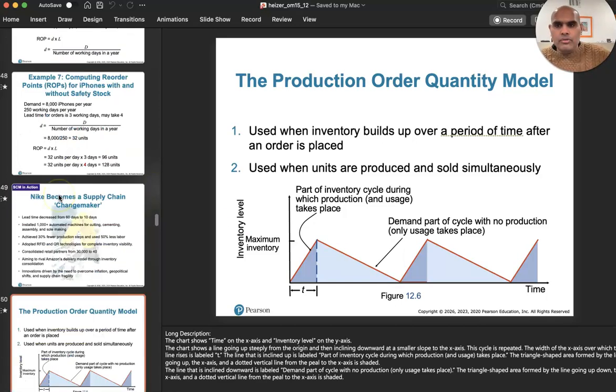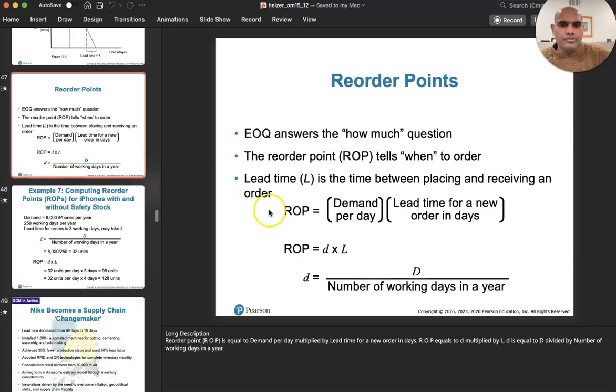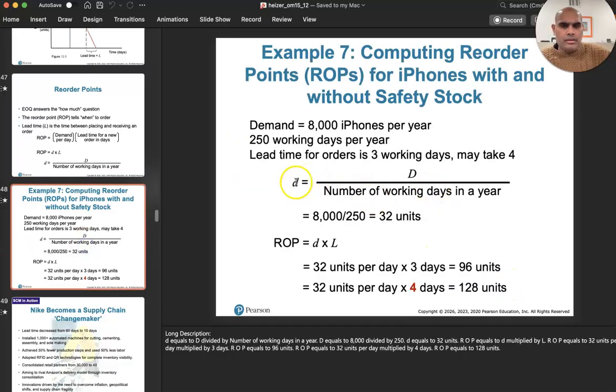Even within the economic order quantity model, when demand was known and fixed, if we assumed that there was a lead time, a time between placing the order and the order arriving, then you had to calculate the reorder point. The reorder point was demand per day times the lead time in days, and demand per day can be calculated as annual demand divided by the number of working days in a year. We did an example. If annual demand was 8,000 with 250 working days in a year, daily demand would be 32. Then the reorder point would be daily demand times lead time. If lead time was 3 days, the reorder point would be 96. If lead time is 4 days, the reorder point would be 128.